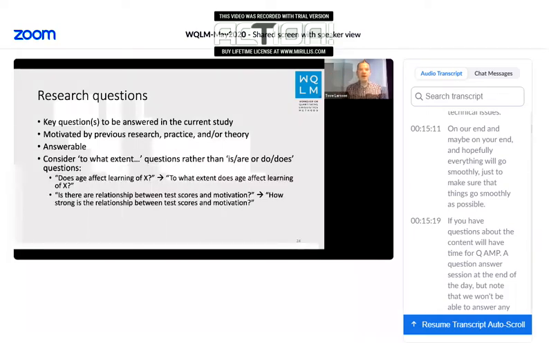And then we advocate for asking questions that are framed around to what extent, rather than is or does something happen. So instead of saying does age affect the learning of X?